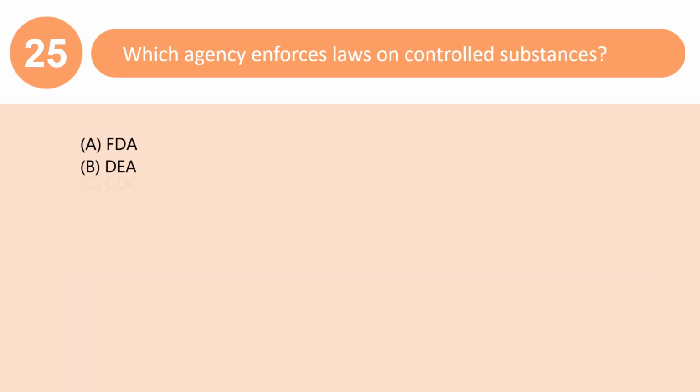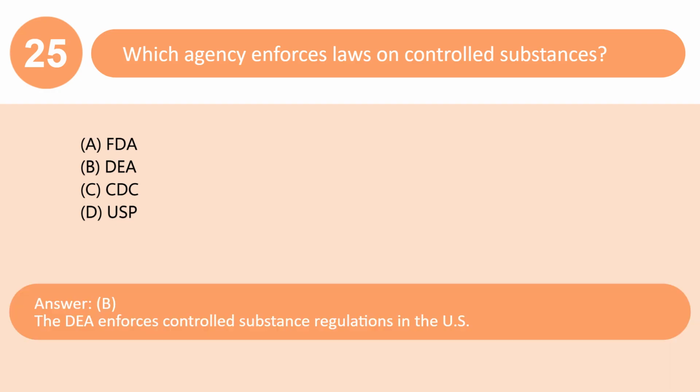Which agency enforces laws on controlled substances? A. FDA. B. DEA. C. CDC. D. USP. Answer B. The DEA enforces controlled substance regulations in the U.S.